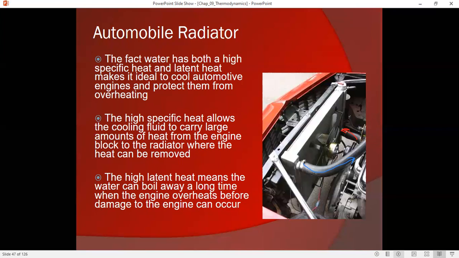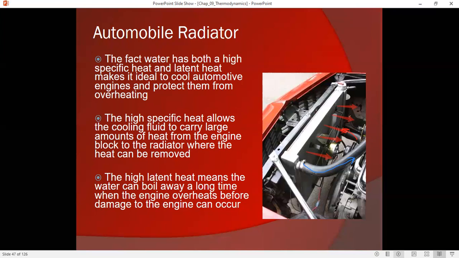So really, this allows our engine to stay at a good operating temperature where it can get rid of the heat from the outside by simply dumping it to the outside using this radiator. It actually blows air through these grids, which take the energy from the water.